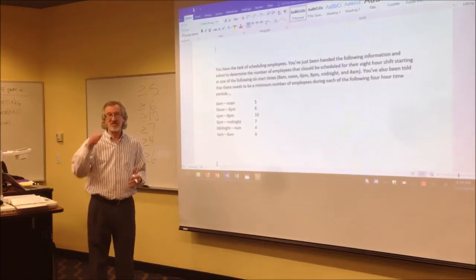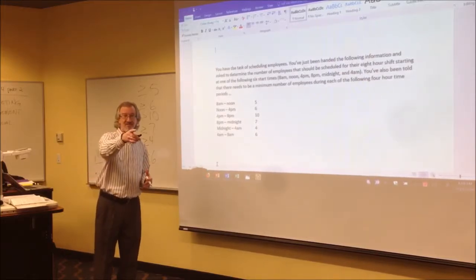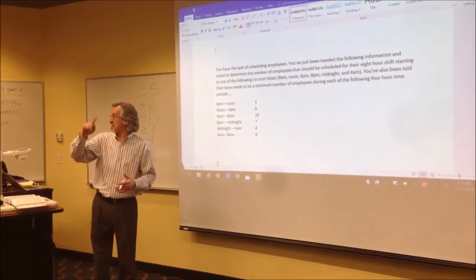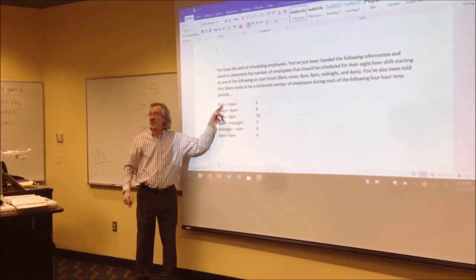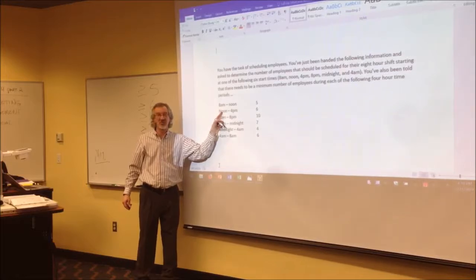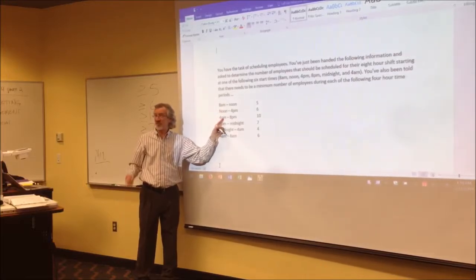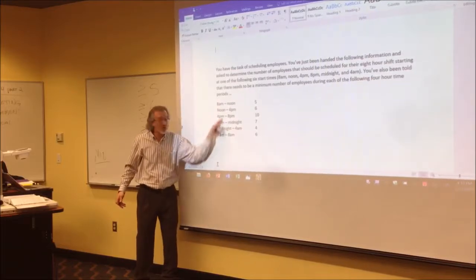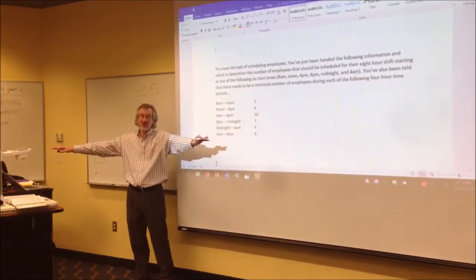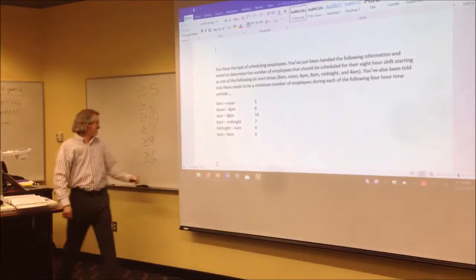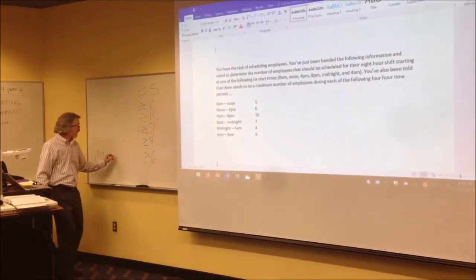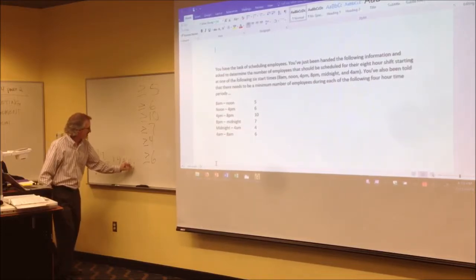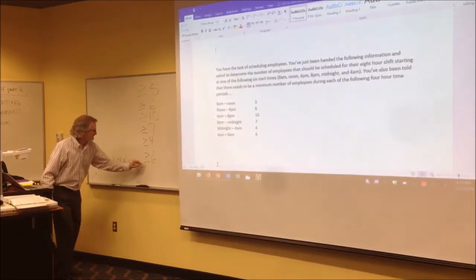Now we have to relate this objective function to the variables. x1 plus x2 plus x3 plus x4. x1 represents the number of employees we're scheduling at 8, plus x2, the number of employees we're scheduling at noon, plus x3, the number of employees at 4 p.m., and so on. All added together would be the total number of employees we're scheduling, and that's what we're minimizing. So I have x1 plus x2 plus x3 plus x4.